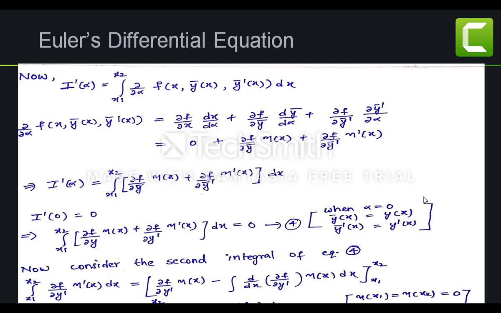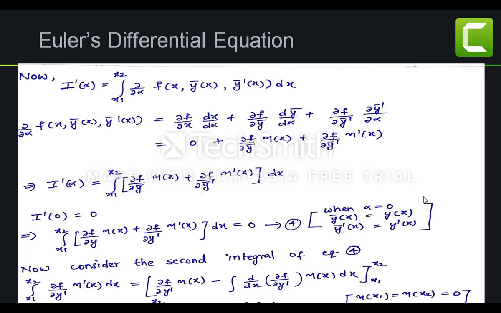Now we substitute in I'(α). So I'(α) becomes integral x1 to x2 of ∂f/∂ȳ η(x) plus ∂f/∂ȳ' η'(x) dx. Now we have the condition that I'(0) equal to 0. So when we put alpha equal to 0, LHS is 0. Also we know that when alpha is 0, ȳ becomes y, and similarly ȳ' becomes y'. So we get integral x1 to x2 of ∂f/∂y η(x) plus ∂f/∂y' η'(x) dx equal to 0.